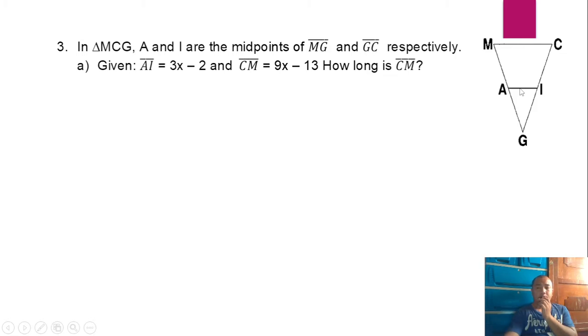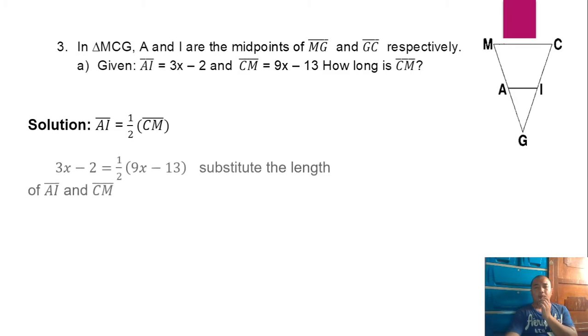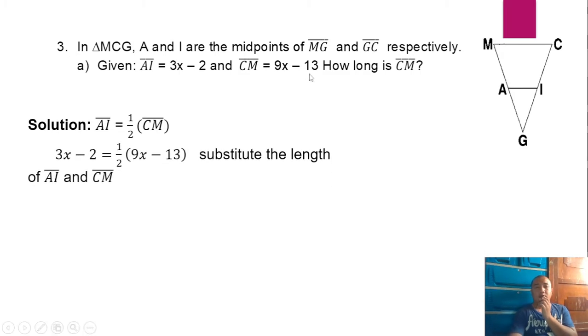Okay, let us first solve for x. The relationship between the midline and the third side MC is that AI is equal to 1/2 of MC. Yan. AI is 1/2 of CM. Substitute. AI is 3x minus 2, equal to 1/2 times quantity 9x minus 13. So we're now trying to solve for x to determine the length of CM.